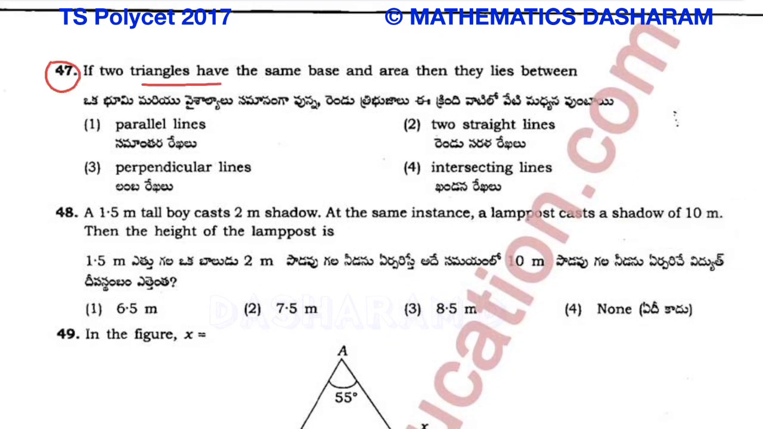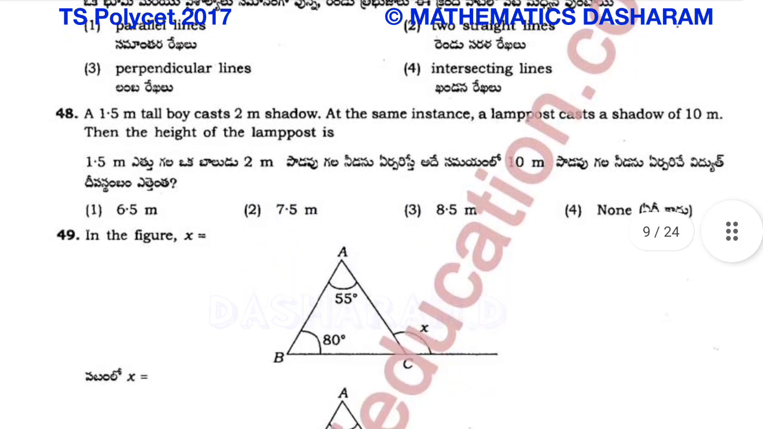If two triangles have the same base and area, then they lie between parallel lines. Two triangles with the same base and equal areas will compulsorily lie between parallel lines. So 47 is option 1. Next question 48.